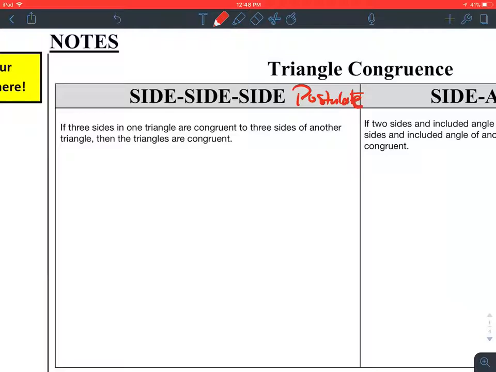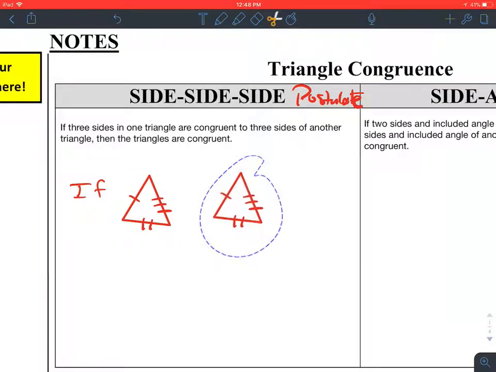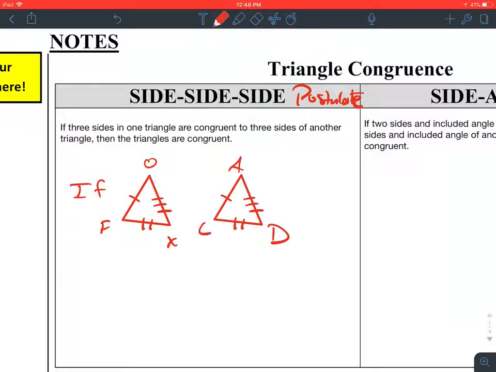If three sides in one triangle are congruent to three sides of another triangle, then the triangles are congruent. So if we have a triangle, like so, in which three sides of it are congruent to three sides of another triangle, then our conclusion from this is that those two triangles are congruent to each other.